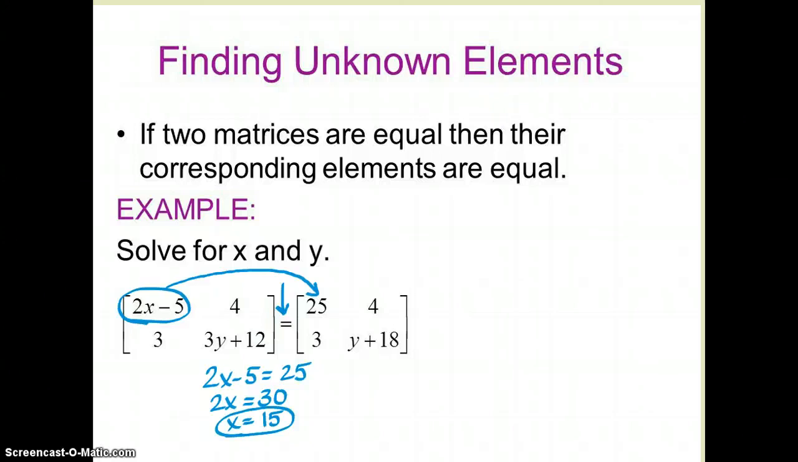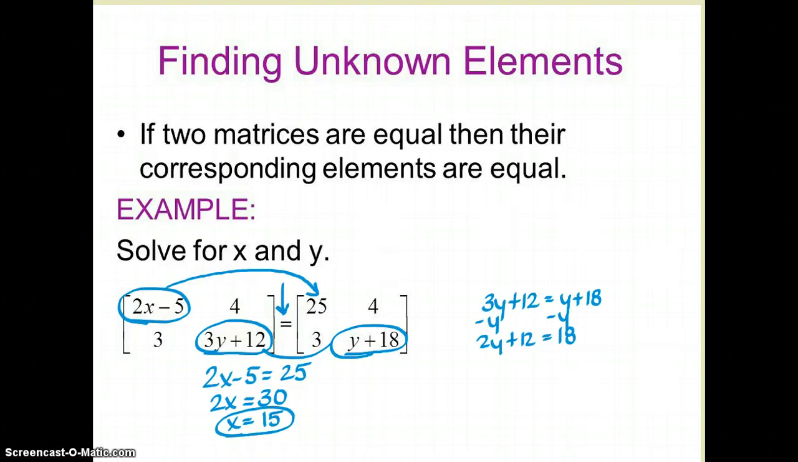Now, solving for y is a little different in that this element and its corresponding element both have y in them. So when I set up my equation to solve, it's going to look like this: 3y plus 12 equals y plus 18. And I solve this equation like normal. I would subtract y, giving me 2y plus 12 equals 18. I would subtract 12: 2y equals 6. Divide by 2, leaving me with y equals 3.